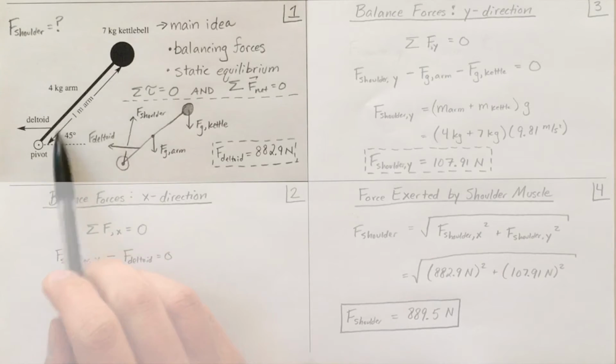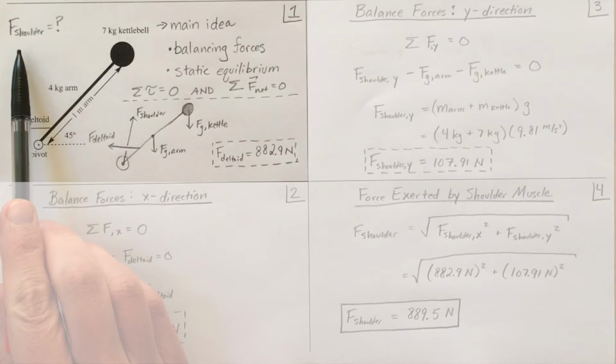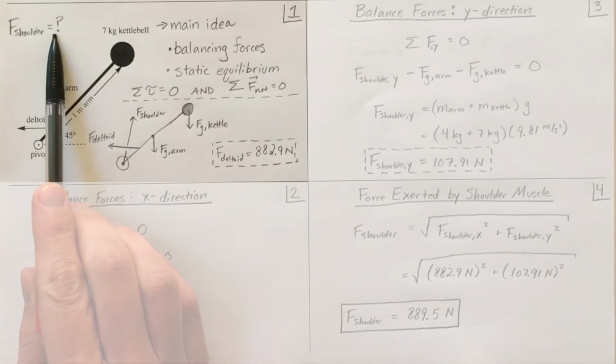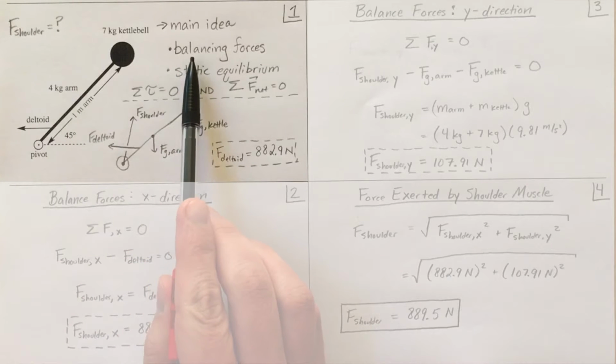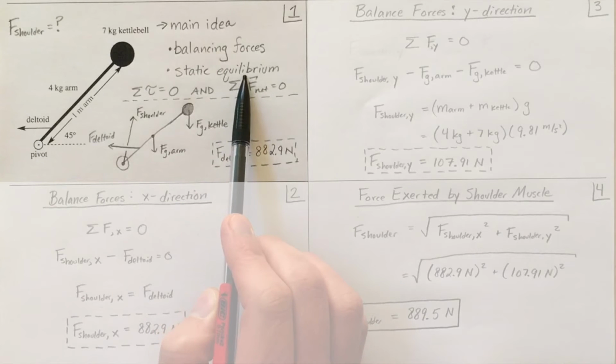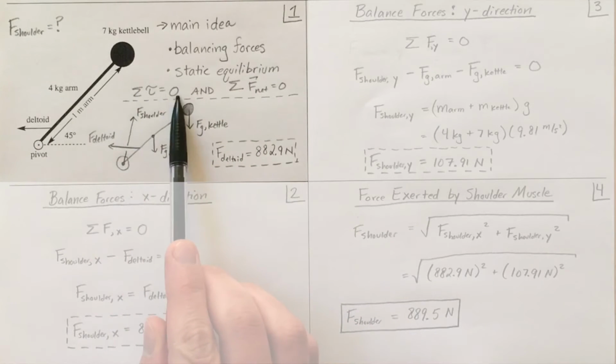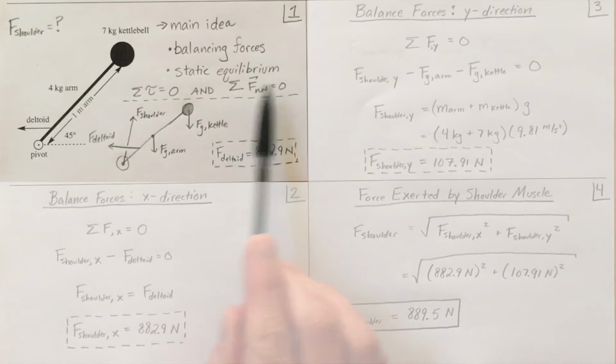In this problem, a person is holding a kettlebell in the air, and we're asked to find the magnitude of the total force exerted by the shoulder. To solve this problem, we will need to know how to balance the forces in both the x and y directions and the conditions required for static equilibrium. These are that the sum of all torques and the sum of all forces must both be equal to 0.